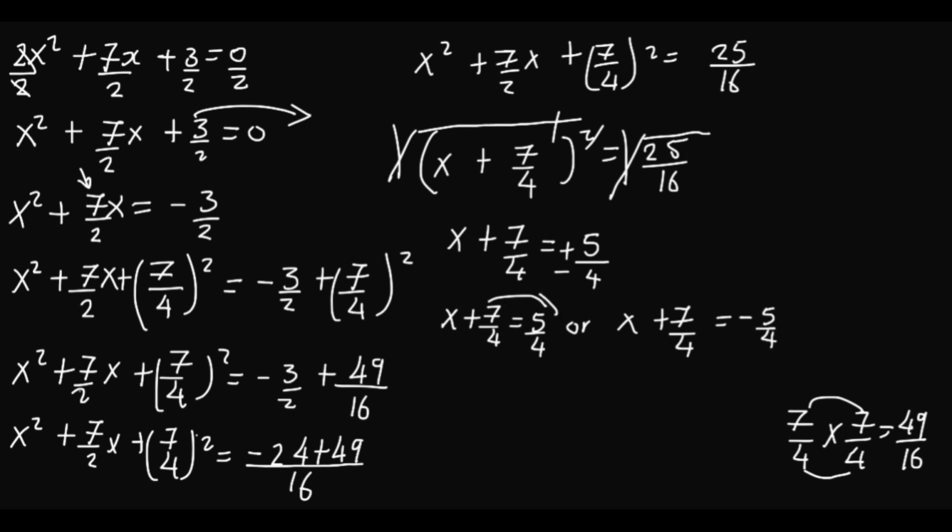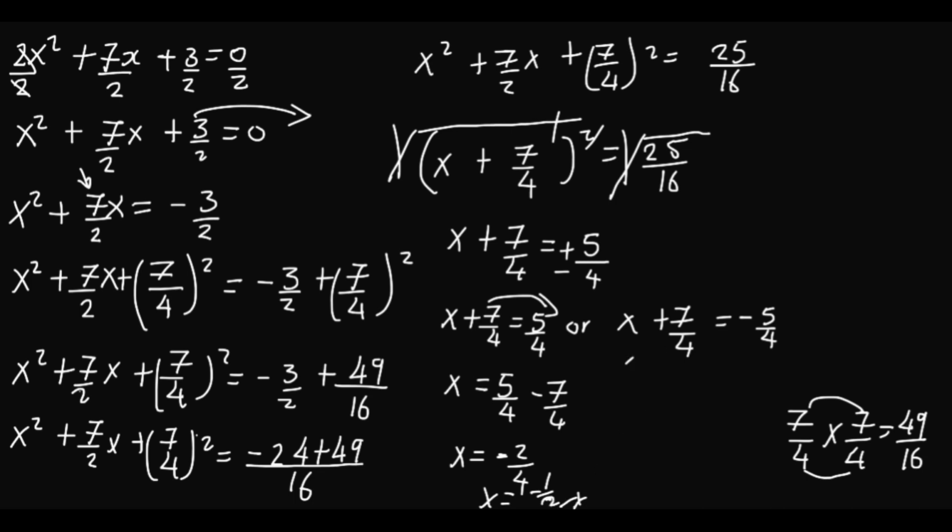So move this to the other side, giving us x is equal to 5 over 4 minus 7 over 4. So no need of finding the common denominator. We already have the common denominator, so we can just subtract the numerator. So 5 minus 7 is negative 2 over 4, and if we reduce this, same as negative 1 over 2.